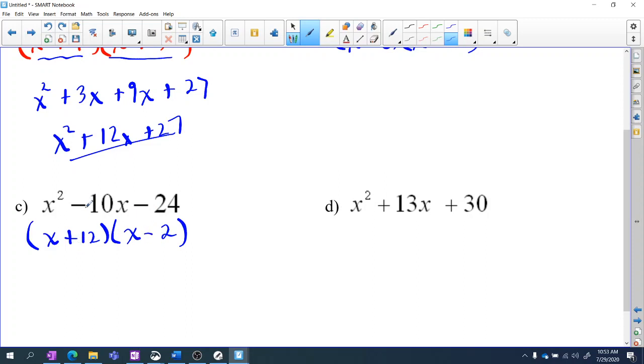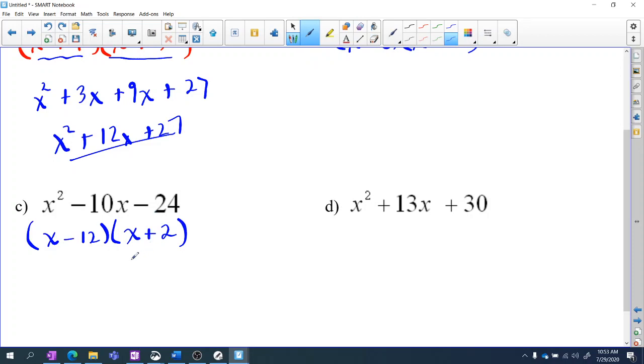My positive... Oh, I got these backwards. Good thing I talked myself into this one, because those would add to give me a plus 10, not a minus. So I got these in the wrong place. This should be negative 12, and this should be plus 2.